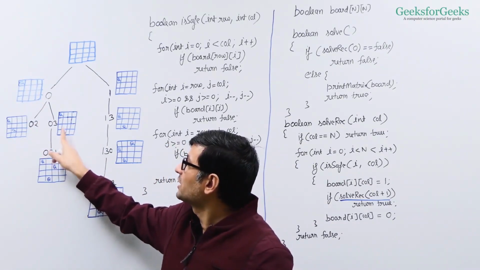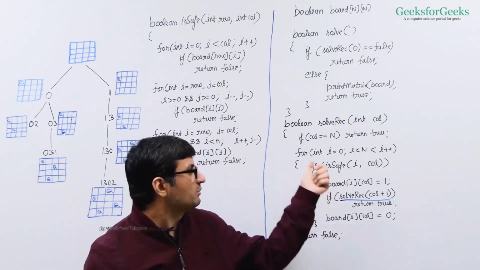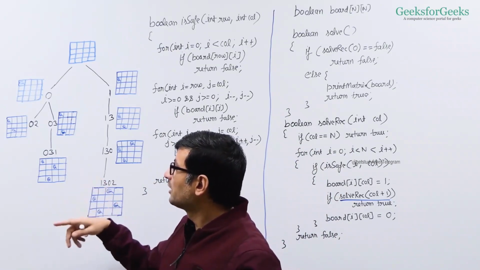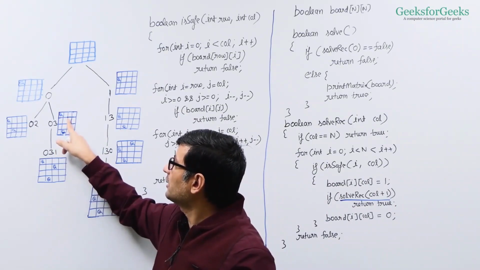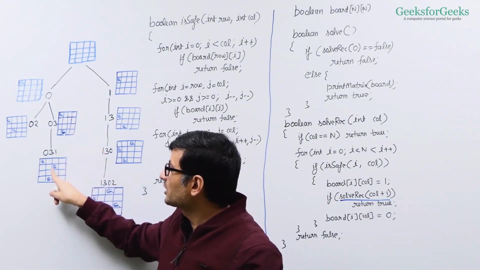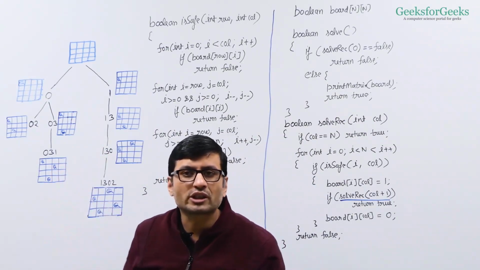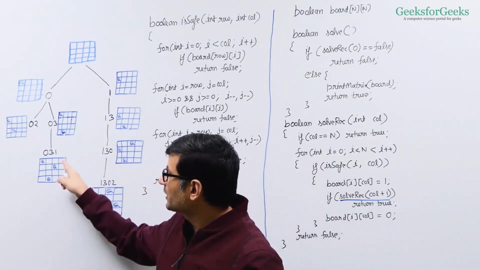Once the queen is placed here, you again recursively call for the next column and execution again begins from the first line. So this time again you try placing the queen everywhere. You try placing the queen here, isSafe returns false. Here isSafe returns true. We can place the queen here. And after we have placed the queen here, we call for the next column. When we call for the next column, recursion again begins from here and tries placing the queen in different places.